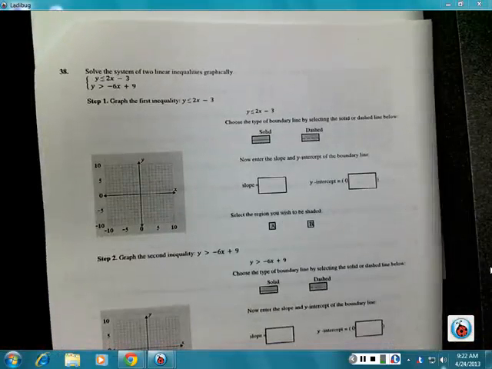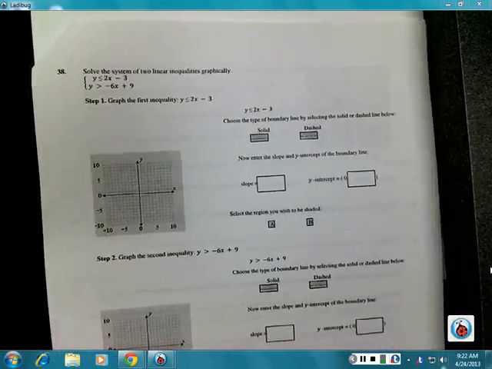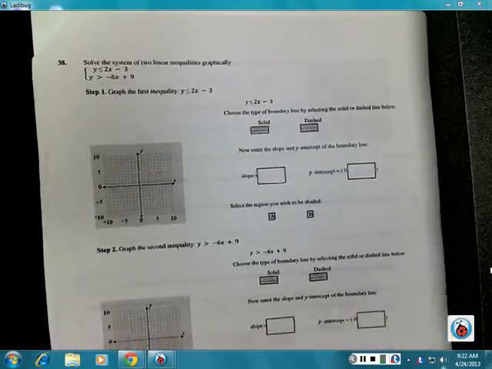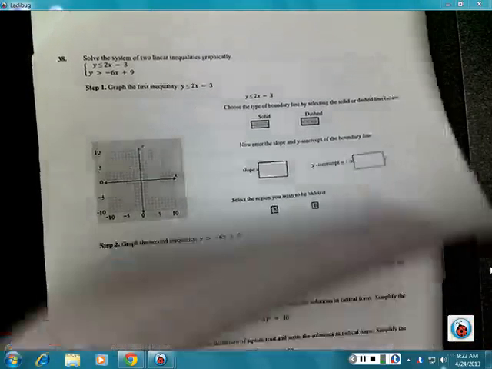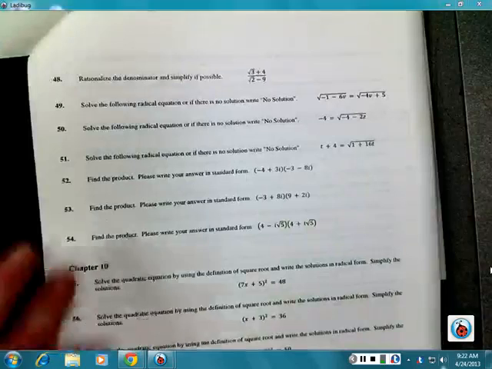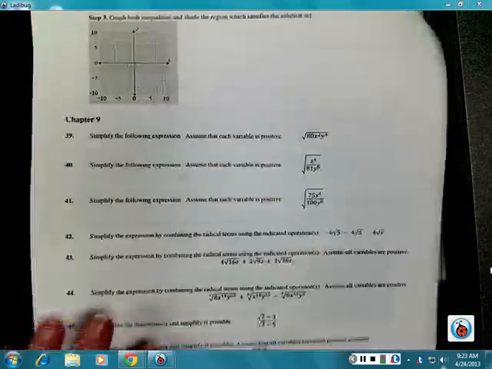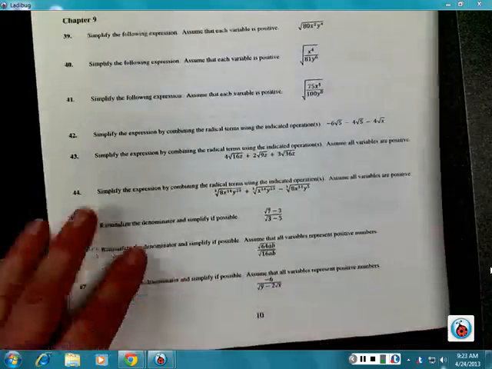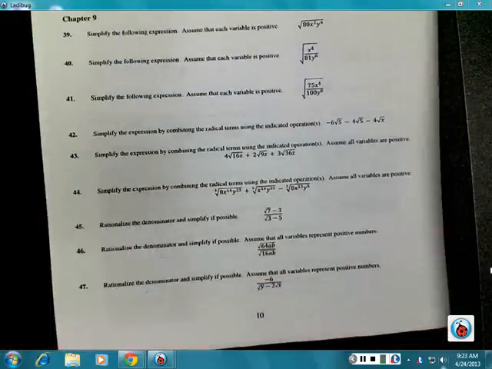And then 38, same situation. You're graphing with number 38. And 38, it's got it solved for y's. And again, you do the exact same thing as we just got done doing. I think you're good there? Yes? Hopefully. If you're not, Monday we'll go and take a look at that stuff as well.